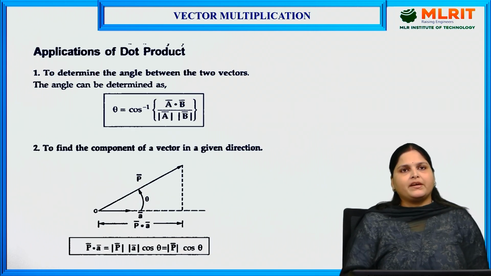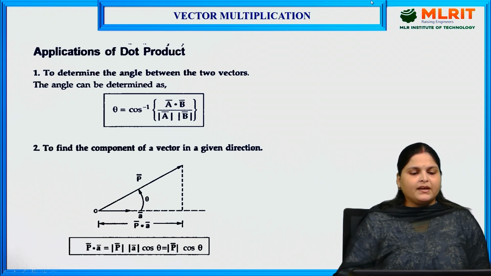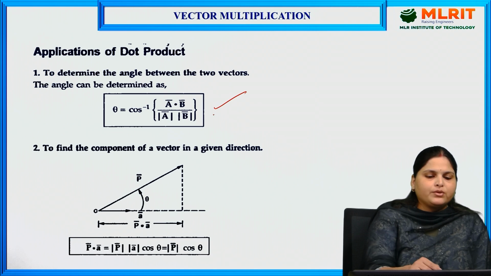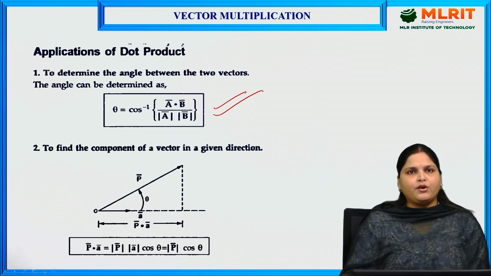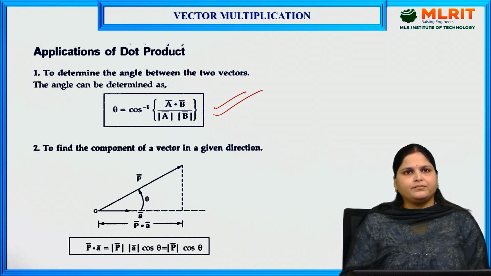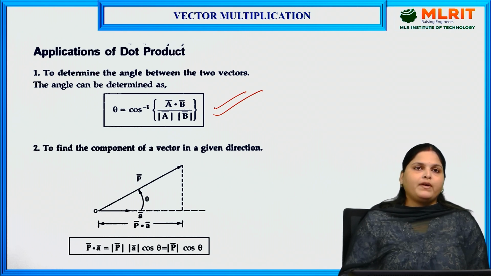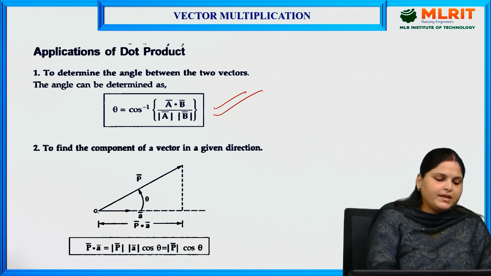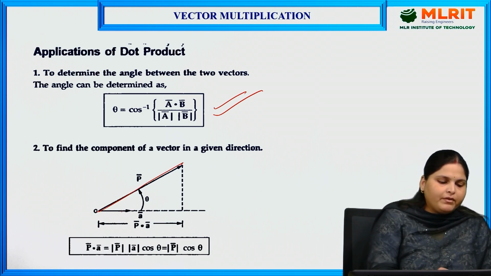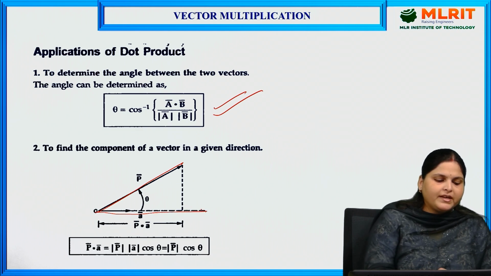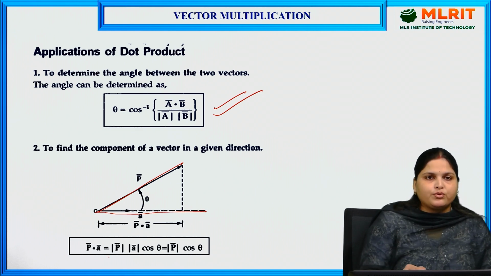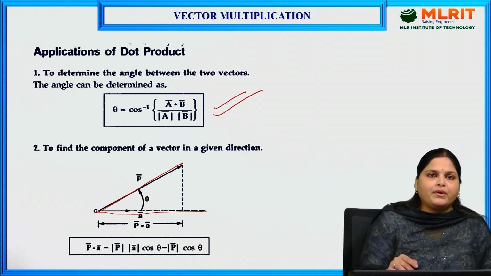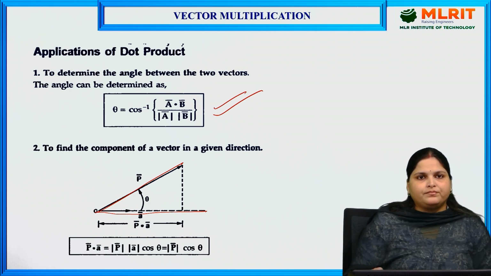Now let's see the applications of the dot product. To determine the angle between two vectors, the angle can be determined by theta is equal to cos inverse of A dot B upon mod A mod B. Another application: if we want to find the component of a vector in some particular direction, for example, in this case this is vector P and we want it in this direction, we can write P dot A is equal to mod P mod A cos theta, or the component can also be written as mod P cos theta.